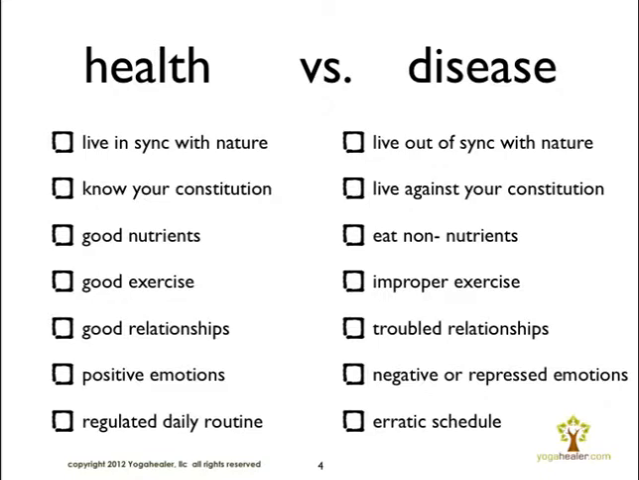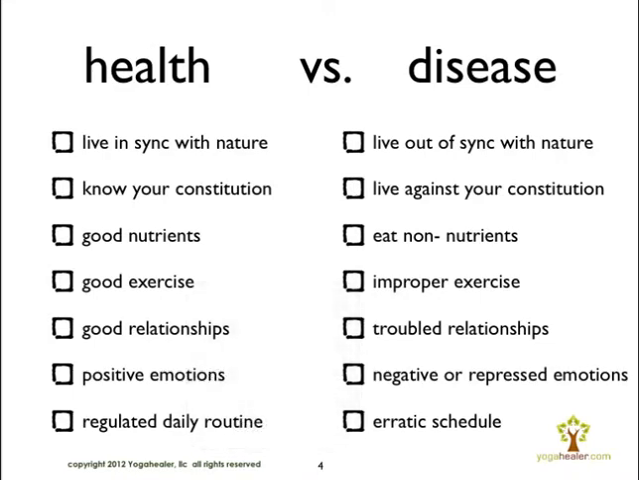You're either living in sync with nature or you're out of sync with nature. You know your constitution or you don't know your constitution. You either eat nutrients or you don't eat nutrients, or you eat too many nutrients. You either exercise for your constitution or you don't. You either maintain good, clear relationships or your relationships are troubled, and you don't take action on them. You either have positive emotions or you have negative emotions or repressed emotions.